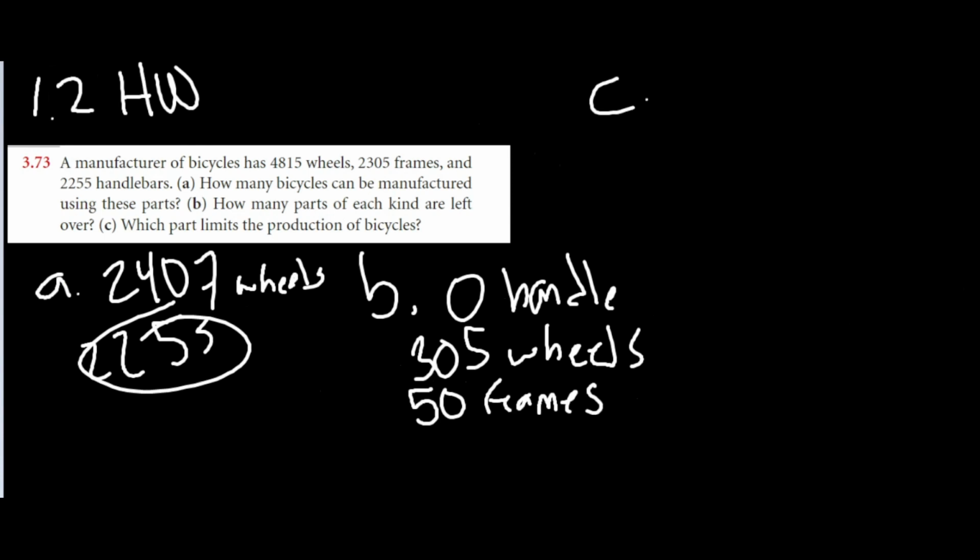Now for C, which part limits the production of bicycles? It is the handlebars, because that's the thing that you have the least of. This is a concept that you'll be learning a lot more about in chemistry, the limiting reagent. So this is kind of a good example to keep in mind. You cannot make more bikes without a handlebar, if that's what helps you. So yeah, it's handlebar. Anyway, next problem.